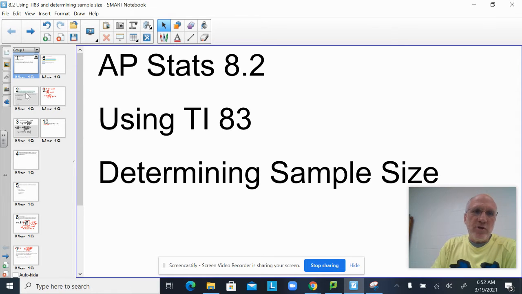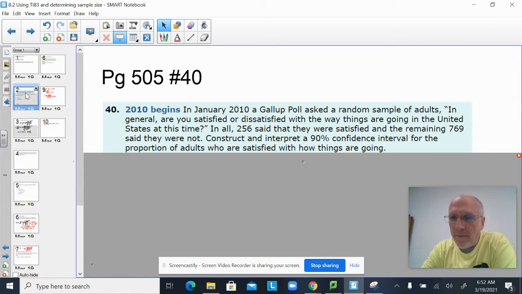So first thing I want to do is look at one of your homework problems that you maybe did already. It's number 40. I want to go over it and then also show you how you could find the actual interval, which, remember, in this PANIC process is only the I part of that, using the calculator.